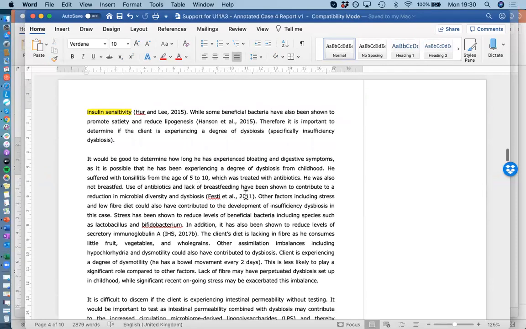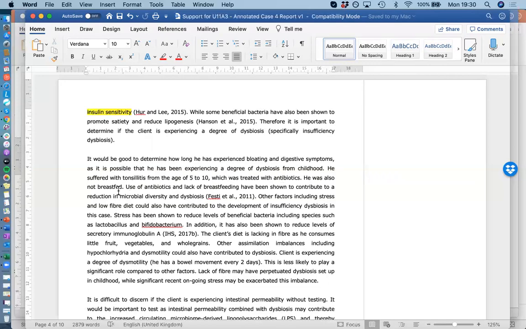Yeah, here. So this is the one around dysbiosis. So we see here, it would be good to determine how long he's experienced bloating and digestive symptoms, as it's possible he's been experiencing a degree of dysbiosis from childhood. He suffered with tonsillitis, which was treated with antibiotics. He was also not breastfed.